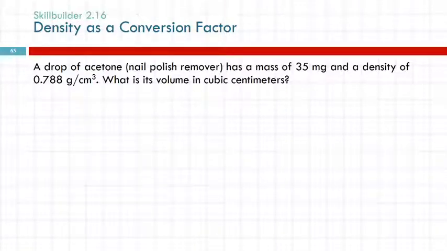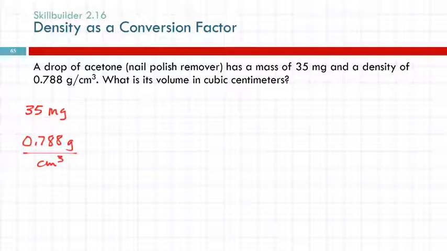Well, again, let's take our numbers and write them down. 35 milligrams, 0.788 grams per cubic centimeter. What am I trying to find? Volume in cubic centimeters. So I need to get to cubic centimeters at the end. I look at the units on these two numbers. This one, grams per cubic centimeter, could be used as a conversion factor. This one cannot. So this is the one I'm going to start with. So I'm going to start with 35 milligrams.